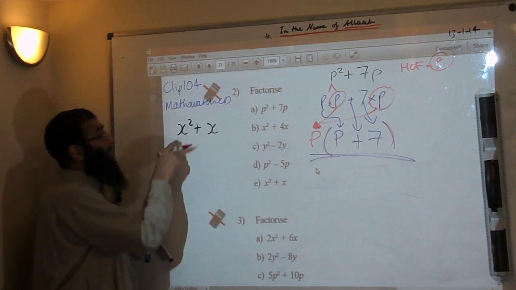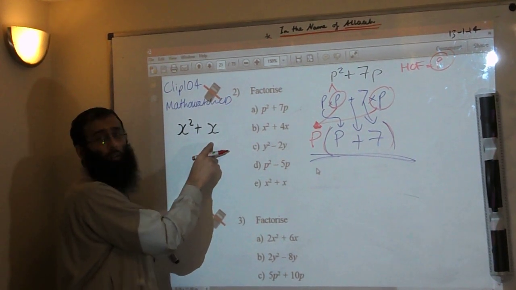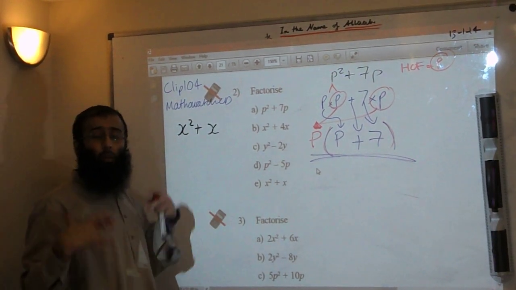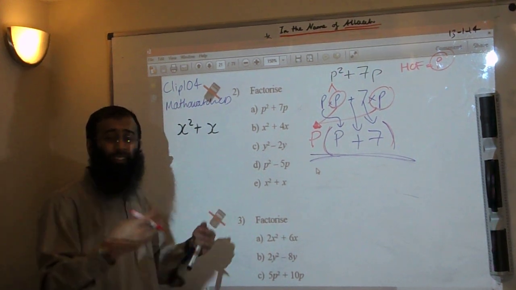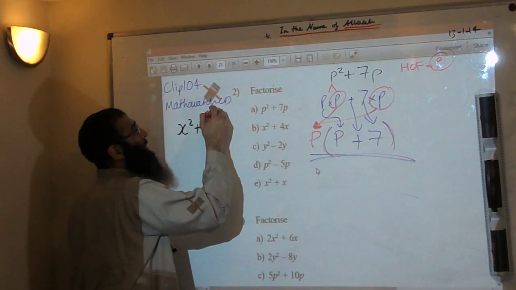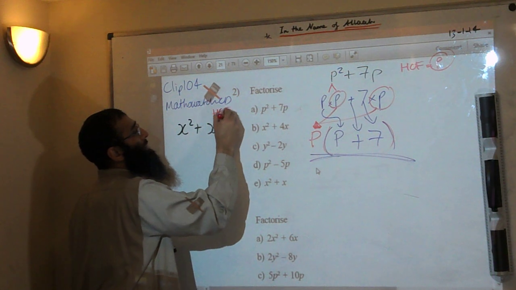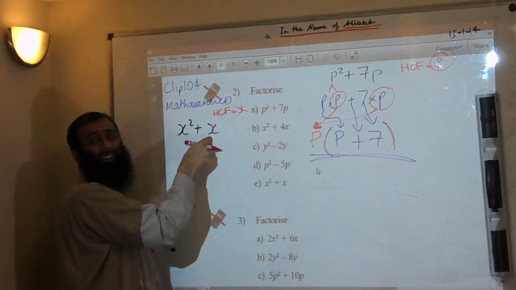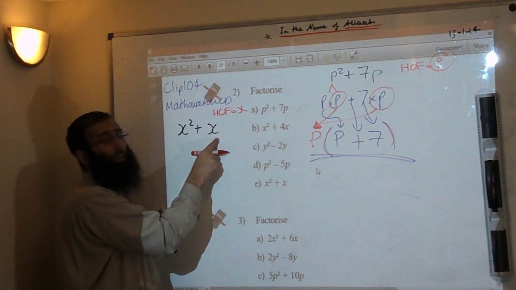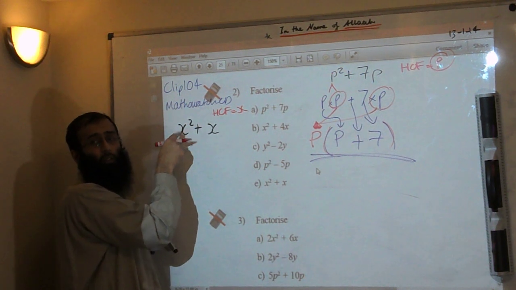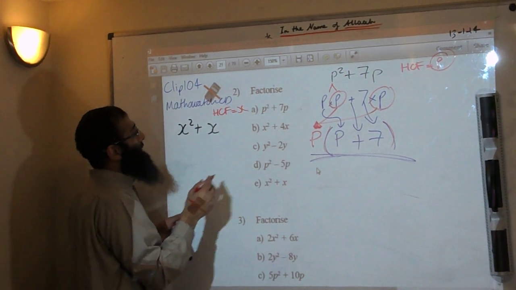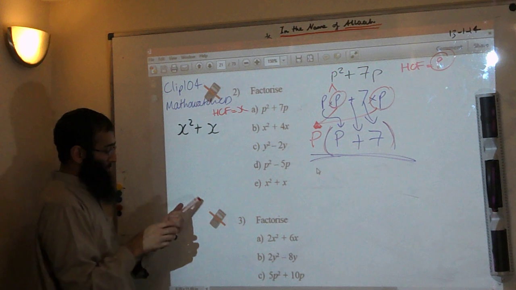Okay, now, in x squared plus x, no numbers now. Again, looking at letters, common letters. So we said that the highest common factor is x, because there's an x in here, which is just the whole thing, and then there's an x in here as well, because there are 2 x's in there. So let's now start splitting it up.